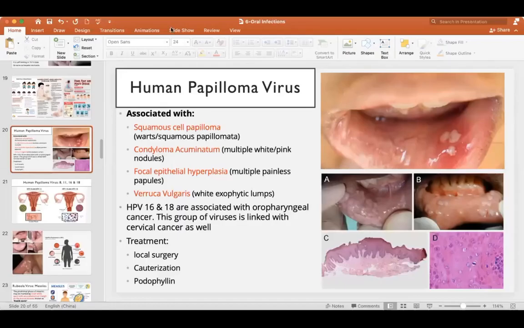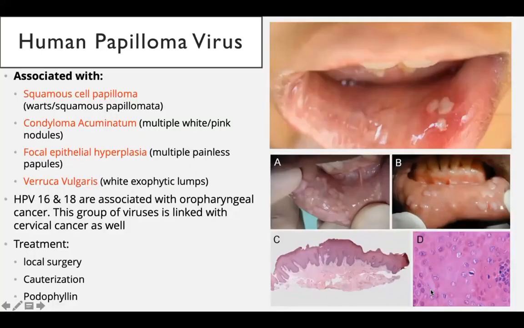So we have already discussed herpes simplex virus among the seven important viruses causing oral infections. We started with HSV, herpes simplex virus, and then we studied VZV, varicella zoster, and then Coxsackie A. And now we are going towards human papillomavirus, HPV.